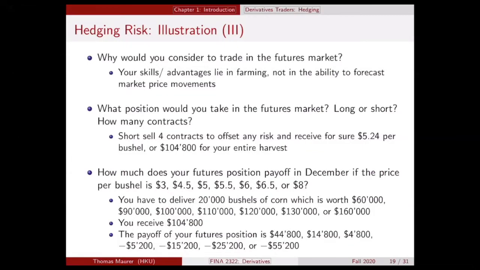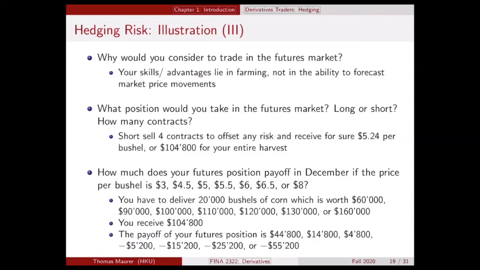So if the corn price realizes at $3 per bushel, again, in the short position, you agree that you will deliver 20,000 bushels of corn. So 20,000 bushels are now worth $3 times 20,000, that's worth $60,000. So you have to deliver something worth $60,000. On the other side, you have locked in the price of $104,800, which you will receive. So that means your payoff is going to be the $104,800 minus the value of the thing which you have promised to deliver of $60,000. That nets a gain of $44,800.